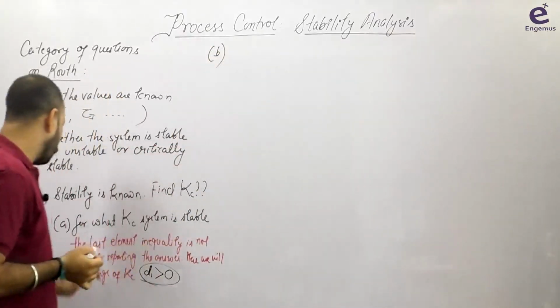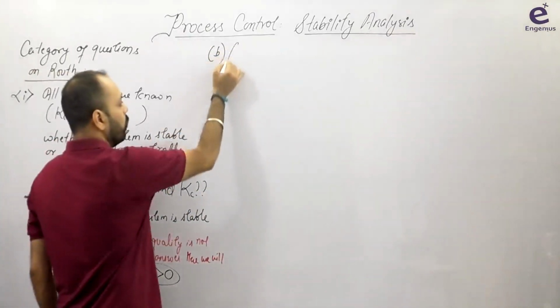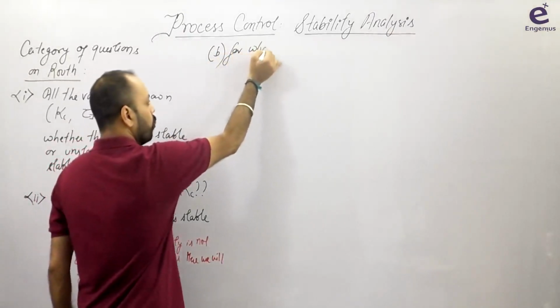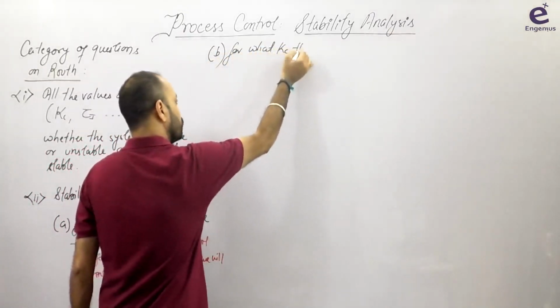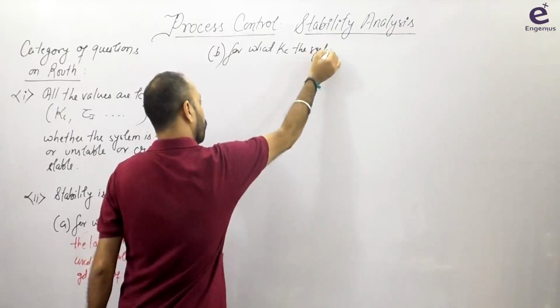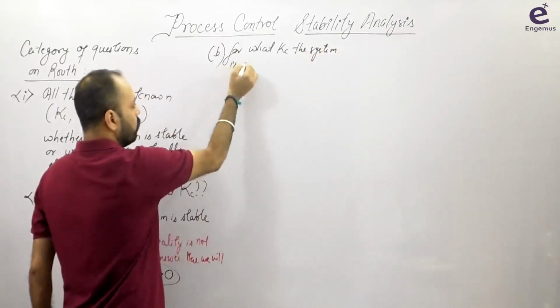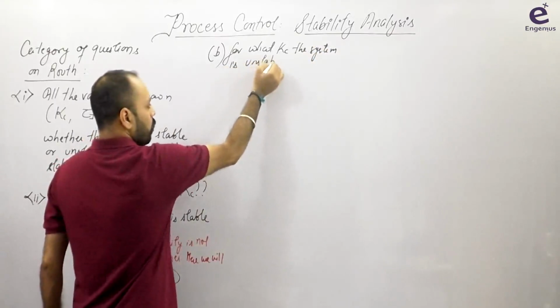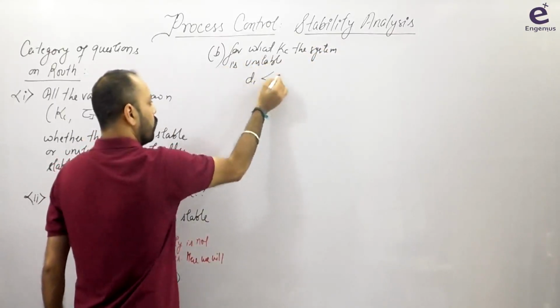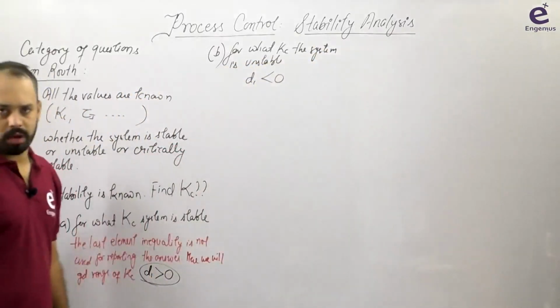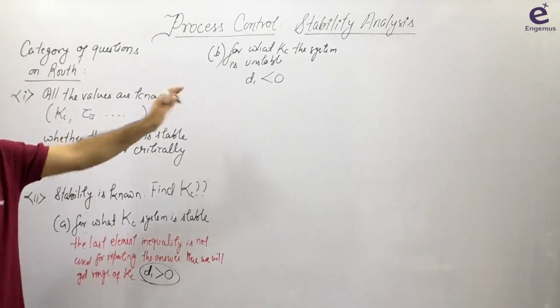ठीक है. बी, फॉर व्हाट Kc द सिस्टम इज अनस्टेबल. हाउ यू आर गोइंग टू रिपोर्ट दिस आंसर? अनस्टेबल, d1 less than 0. You'll get your answer. And of course here also you'll get some range.